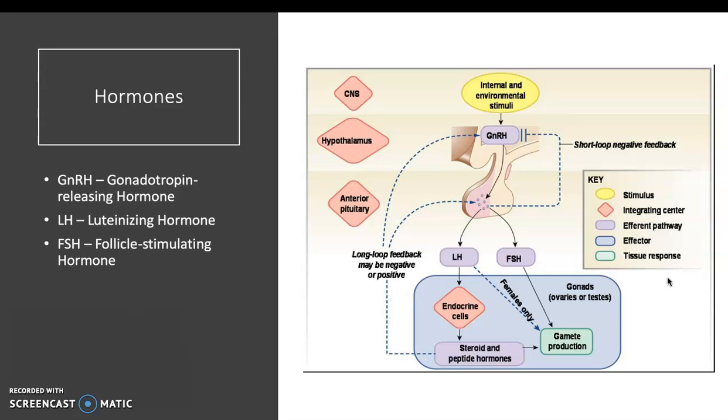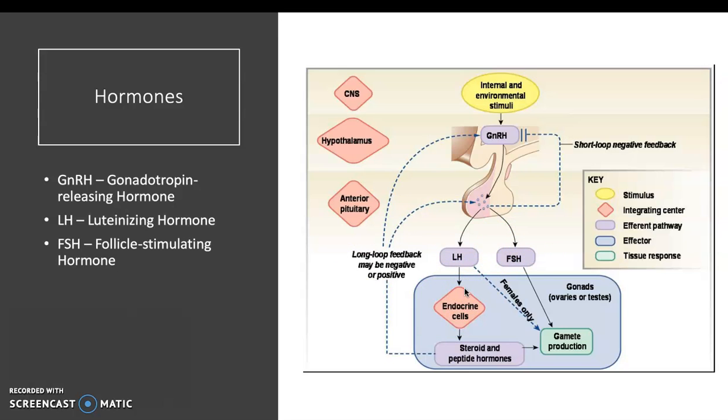So we have gonadotropin releasing hormone, which actually sits here in the hypothalamus. As you can see, this will come down into the anterior pituitary, which will then act there to release both the luteinizing hormone and the follicle stimulating hormone. And this has a really good picture of what these hormones do and where they act.